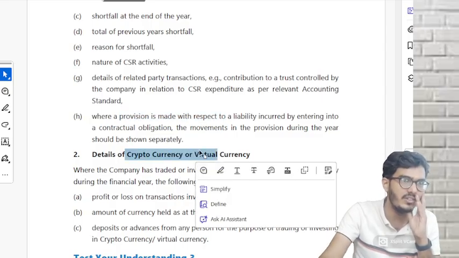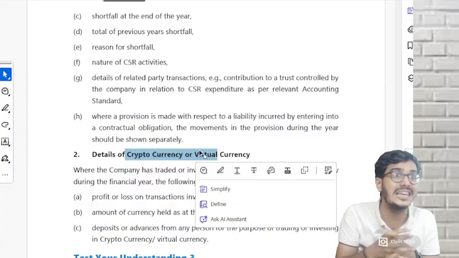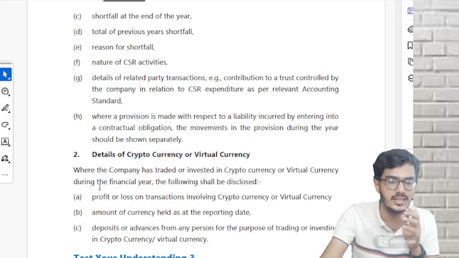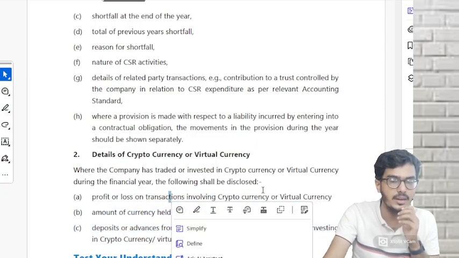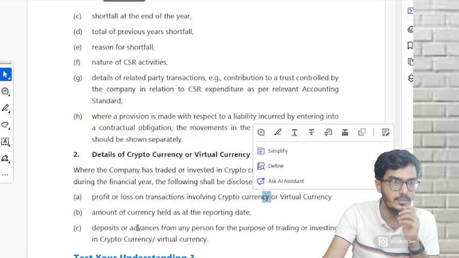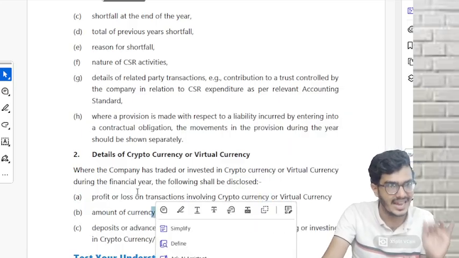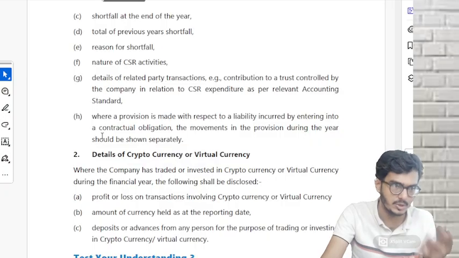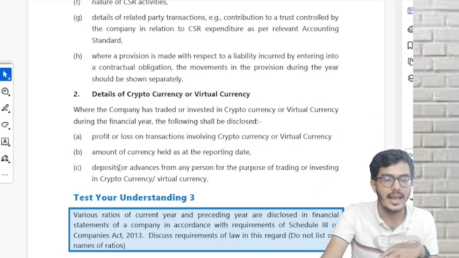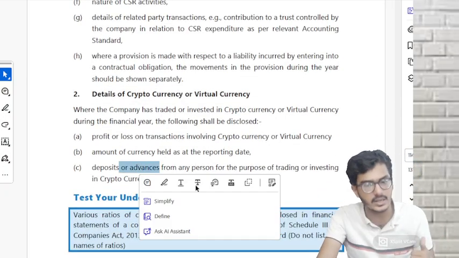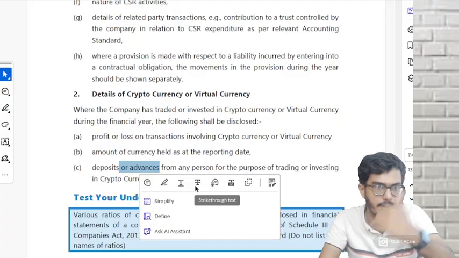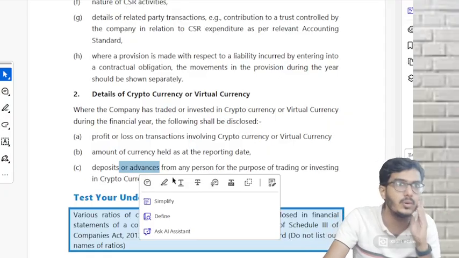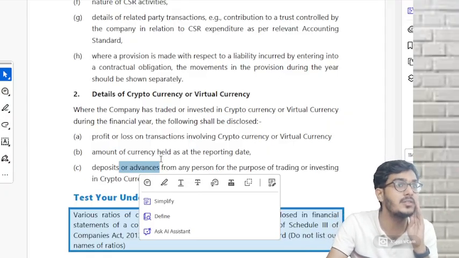Cryptocurrency nowadays, very fancy, correct or not? So if the company is dealing in cryptocurrency or virtual currency, again, disclosure has to be given. The profit or loss which the company has suffered because of crypto, amount of currency held as on the balance sheet date, that means total cryptocurrency as on 31st March, and deposits or advances from any person for the purpose of investing in cryptocurrency. If the company has taken money from people to invest in crypto, that also you have to disclose. 4 mark question.